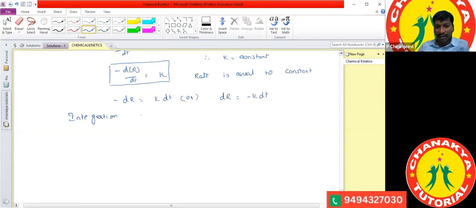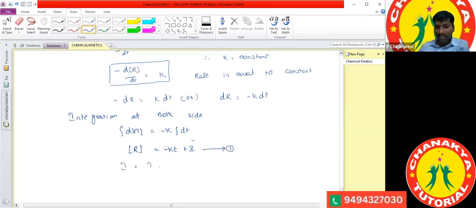Integration at both sides. For the board exam, I think it is a 3 marks question. Integration symbol we represent like this. Integral of dR is equal to minus k integral of dt. After doing the integration, we write R is equal to minus k t plus I. Here I is a constant, the integration constant.